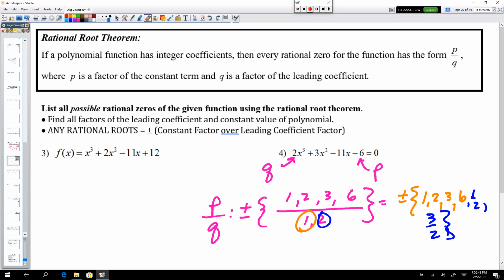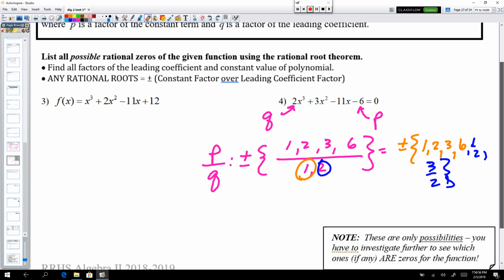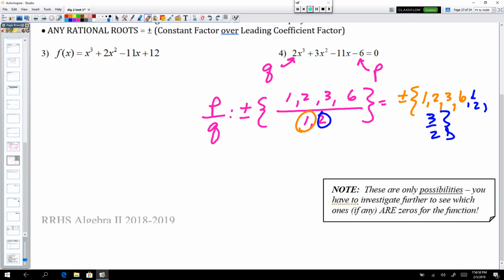Okay? So any time you are asked for the possible rational roots, you do this P over Q work, and you'll get down to that list. Now remember, these are only the possibilities. You have to keep going with some other tools that we have to see what are the zeros of the function. Okay?